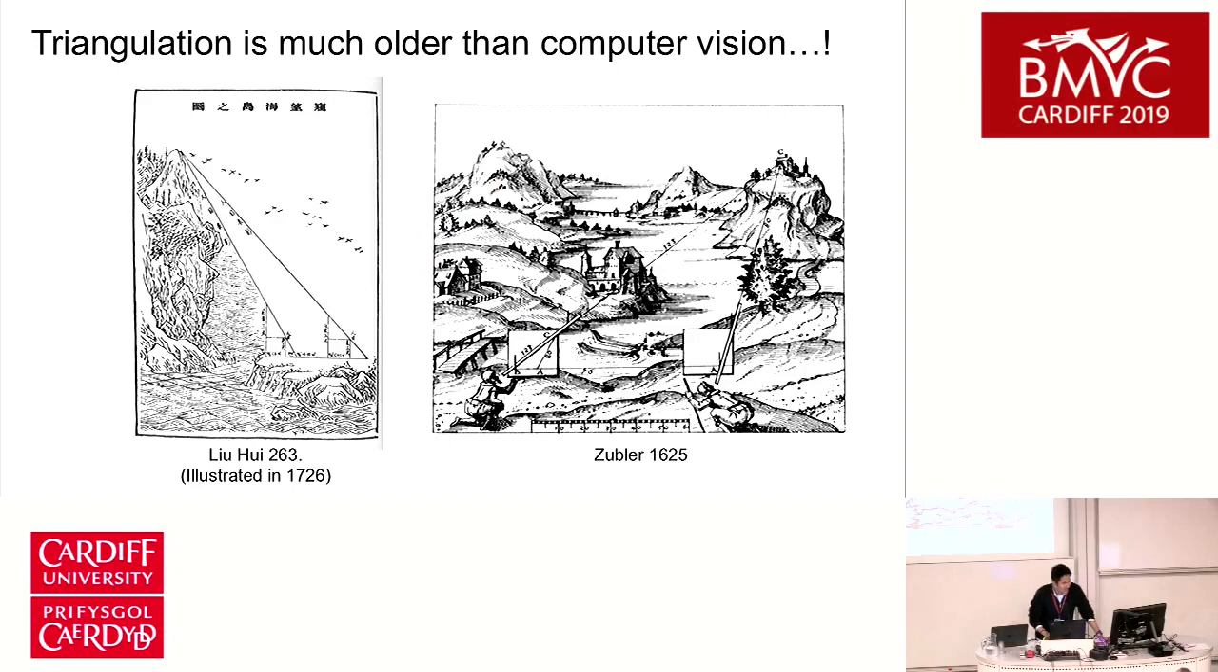In fact, triangulation as a technique has existed for much longer than computer vision. The first drawing illustrates that in year 263, a Chinese mathematician, Liu, used triangulation to estimate the height of a cliff. The second drawing illustrates that in 1625, a Swiss goldsmith, Zubler, used so-called measuring tables for triangulation.